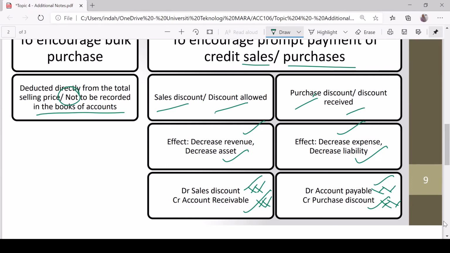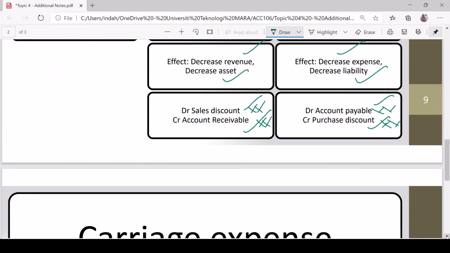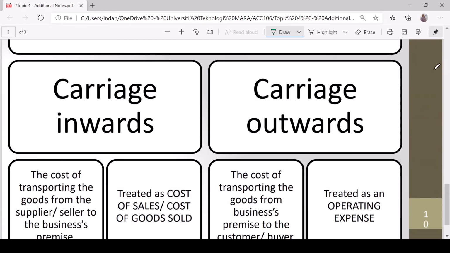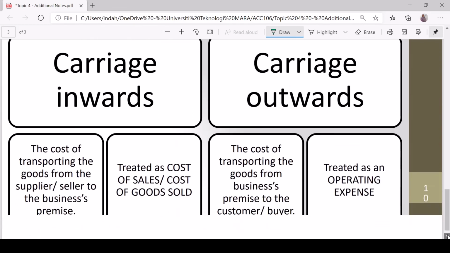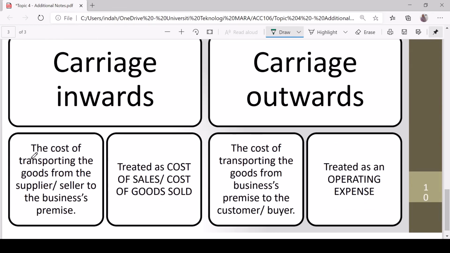Next is carriage expense. We have two types of carriage expense. The first one is carriage inwards, the other one is carriage outwards. What is carriage inwards? The cost of transporting the goods from the supplier or seller to the business premise. This carriage inwards will be treated as cost of goods sold and will be added to the purchase cost.